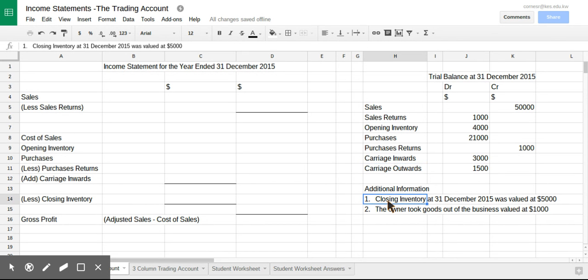Closing inventory, you'll always see that given outside the trial balance. That's because it's a bit of a strange figure, and it goes outside because it actually appears in both the income statement and the balance sheet. So it's never going to be in the trial balance. And I've put a really common exam question in here, which is the goods being taken out for the owner's own use.